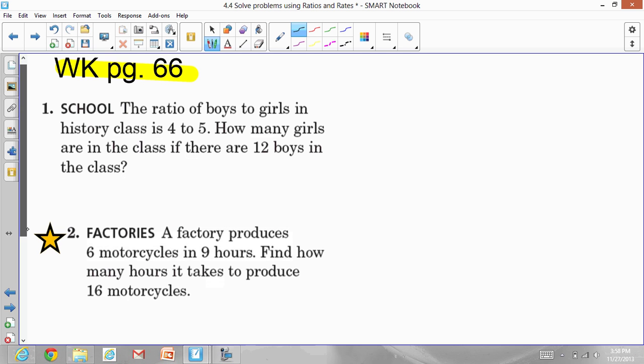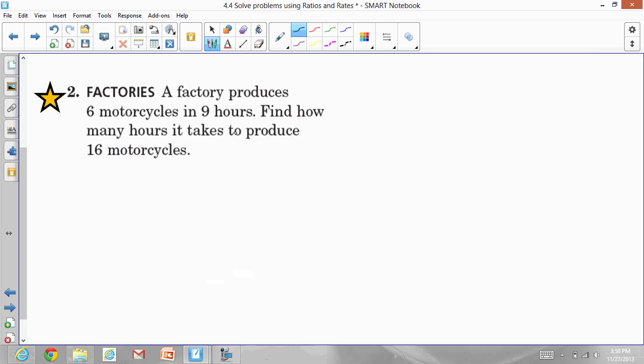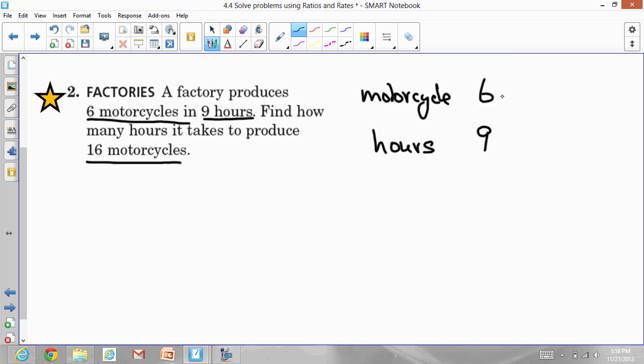Focus on the question, factories. So a factory produces 6 motorcycles in 9 hours. So the two information you're going to count is the motorcycle. Make sure that you're writing this down. And hours. So 6 motorcycle in 9 hours. Find how many hours it will take to produce 16 motorcycles. So motorcycle now becomes 16 instead of 6. I have to write this in the motorcycle section. The last one is my M, and that is what I need to find. So I'm putting an arrow.